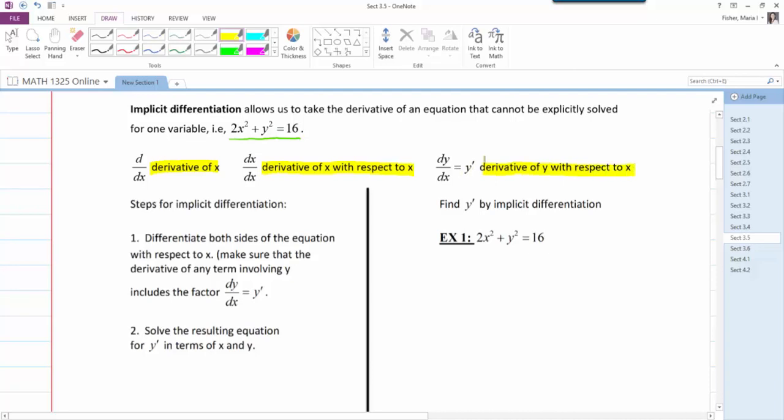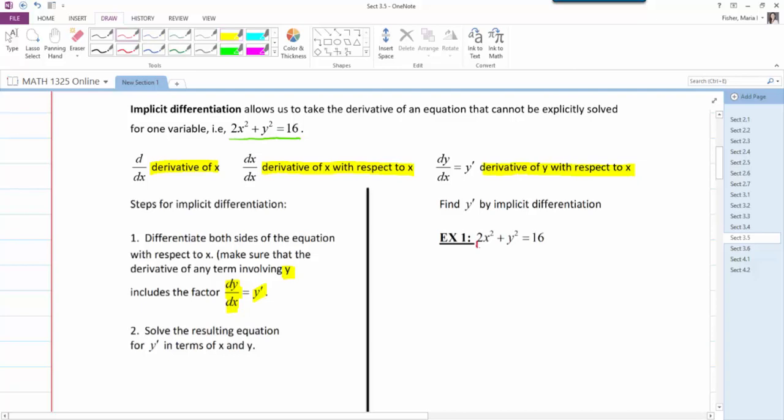So how do you do implicit differentiation? Well, all the rules that we know for derivatives are still going to apply. So the power rule, the chain rule, the product rule, the quotient rule, none of those change. So we're going to still take the derivative just as we normally did. We're going to differentiate both sides of the equation with respect to x. So make sure that for any term involving a y, we write dy dx or y prime.